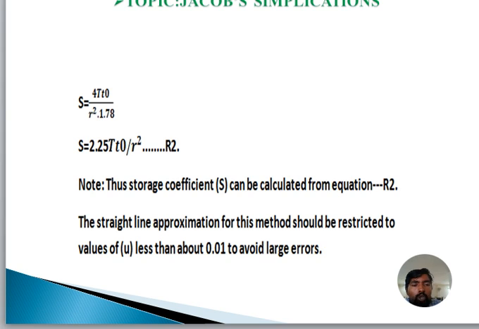Note the storage coefficient S can be calculated from the equation. The straight line approximation method should be restricted to u values less than 0.01 to avoid large errors. Maybe the u value will be 0.0-something only, then it will be applicable. Otherwise this T and S value is not applicable for finding the unsteady flow of water in the aquifer.